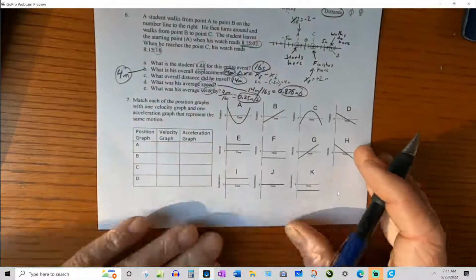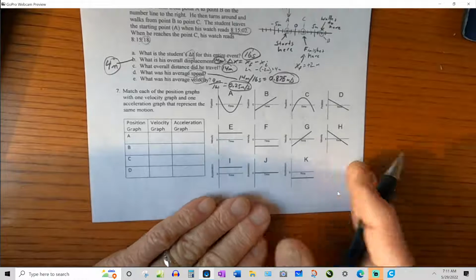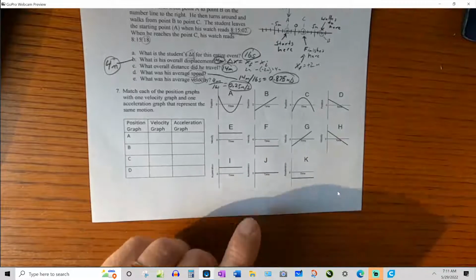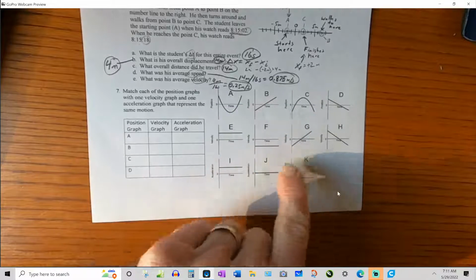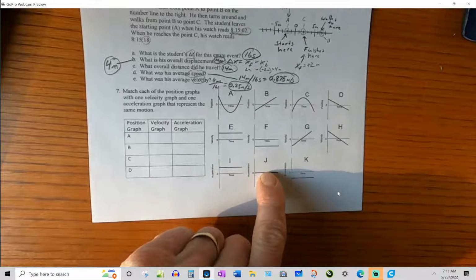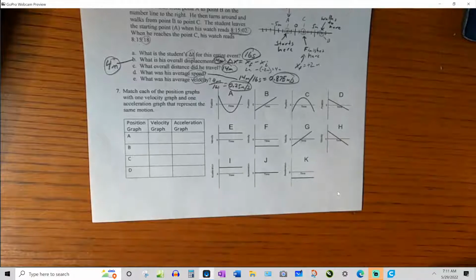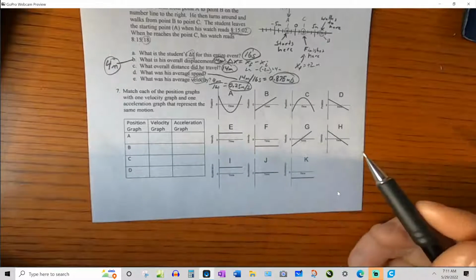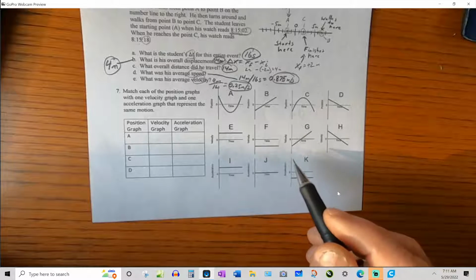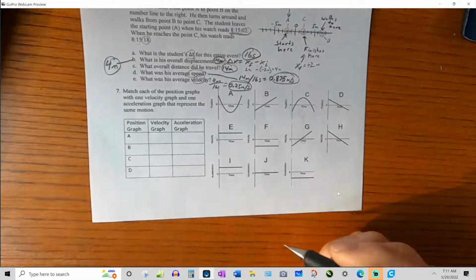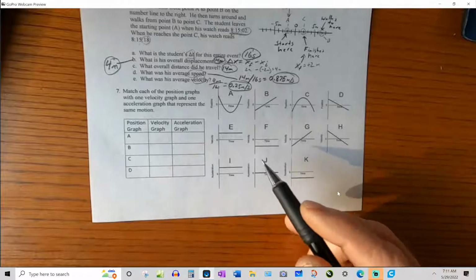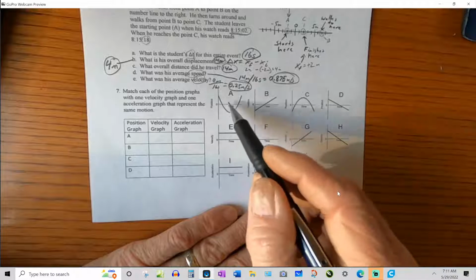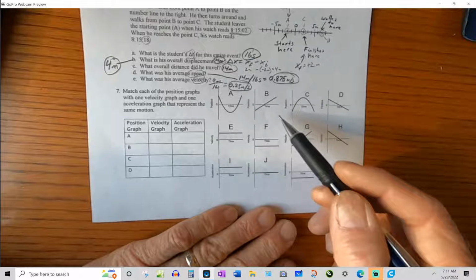Graph matching. I won't ask you to match all these graphs on the exam, but you'll have to match some of them. So these are position graphs, these are velocity graphs, these are acceleration graphs. And you can do these a variety of different ways. I'll maybe show you the easy way first, or for some people, the simple way, and then I'll show you the foolproof way. So the simple way is if the position graph is curved, there's acceleration.